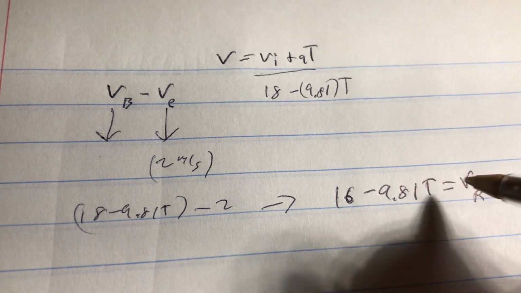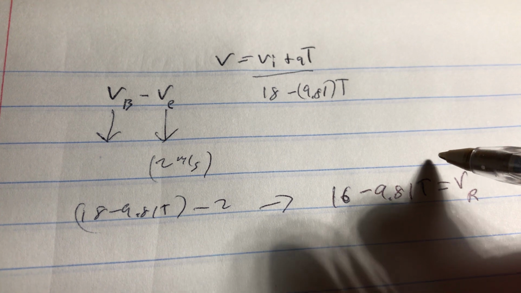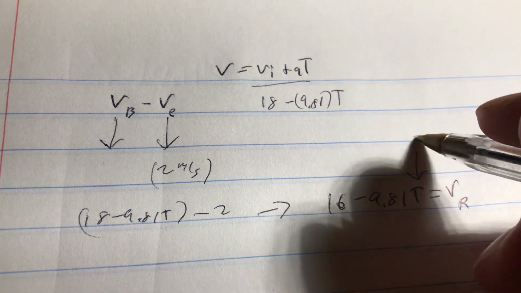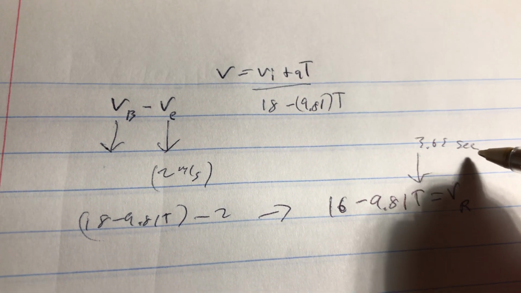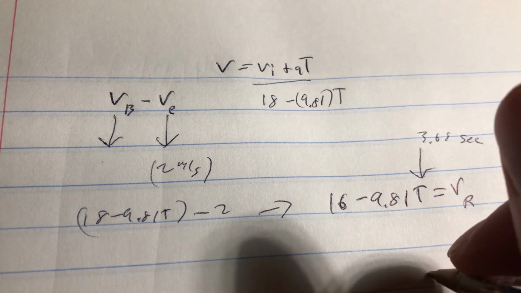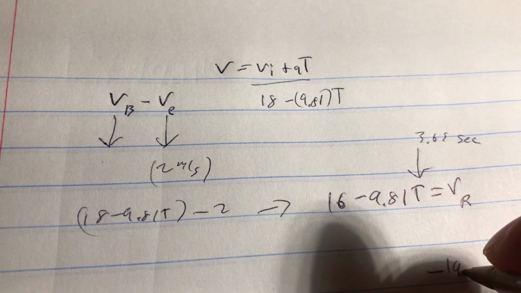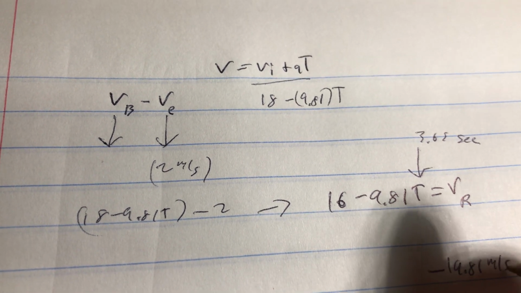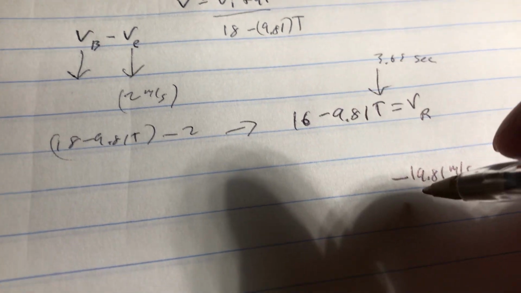Now this is when they meet, so plug in 3.65 seconds there. That comes out to be negative 19.81 meters per second. Now let's talk about our answers here.